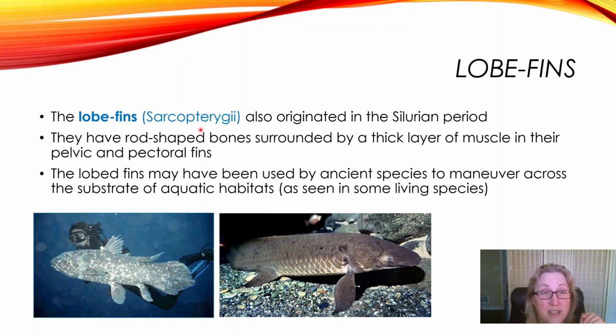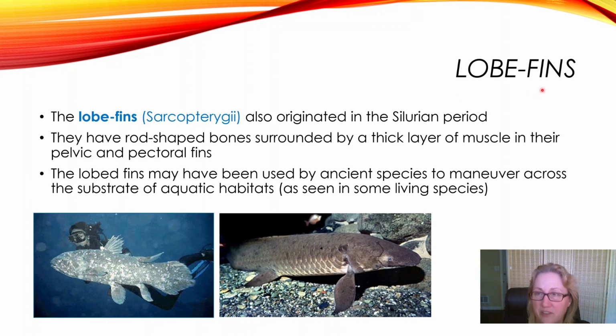So the lobe fins, or the Sarcopterygii, it turns out DNA evidence has shown that they are not a single clade, but in fact form two different groups, and tetrapods, us, are embedded in there. So the coelacanths are one group, and the lungfish are the other group. And it turns out that the lungfish are more closely related to us and the early amphibians.